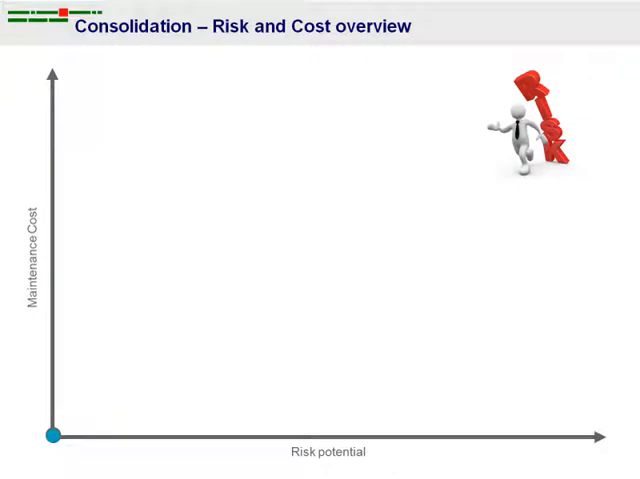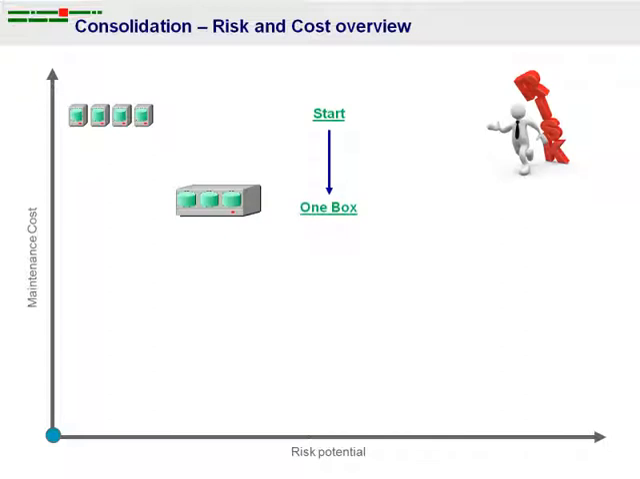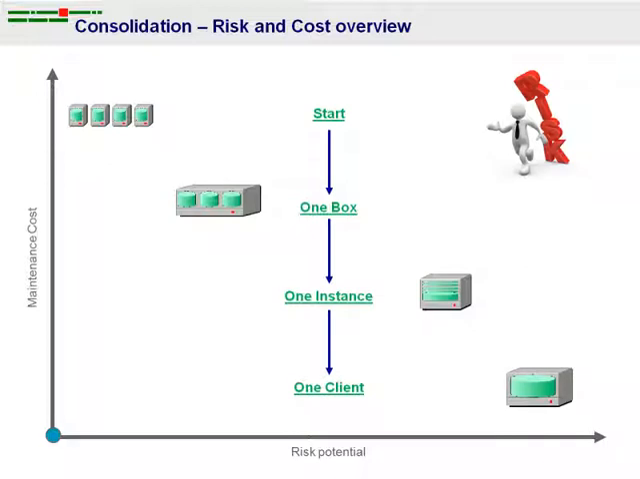Consolidation is a demand which requires careful consideration. Typically, when a company implements SAP, each entity has its own box. Risk potential is low, but maintenance activities must be duplicated for each box. As the company grows, more maintenance is required at an ever-increasing cost. Consolidating all entities into one box, and eventually into one instance, and even one client, is an effective way to start to lower costs, but it also brings increased risk.